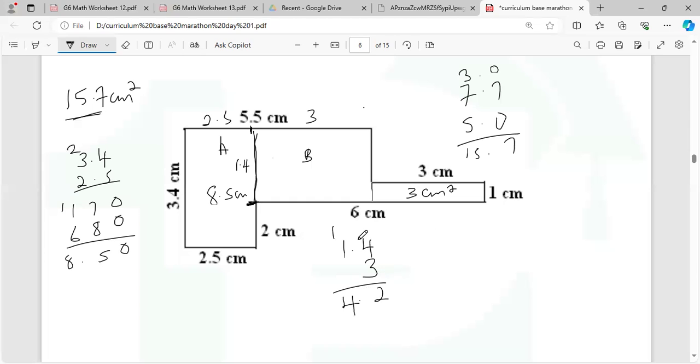So this would have been 4.2. Let me add these and see if I get the same answer as you guys. That's 7.2 plus the 8.5. 8.5 plus 7.2 is 15.7. You guys are correct.